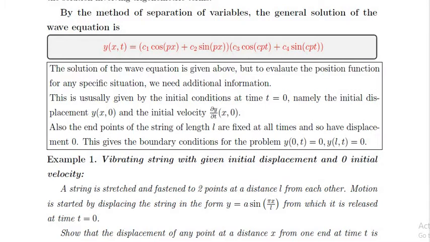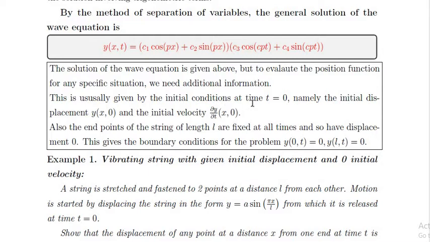So by the method of separation of variables, the general solution of the wave equation is y(x,t) = (c1 cos px + c2 sin px)(c3 cos cpt + c4 sin cpt), since the solution must involve trigonometric terms. So to evaluate the position function of any specific situation, we need additional information. That means we need some other conditions, and they are known as the initial conditions and boundary conditions.